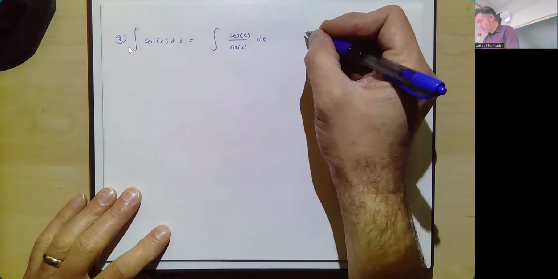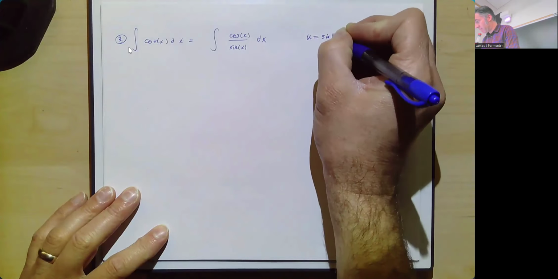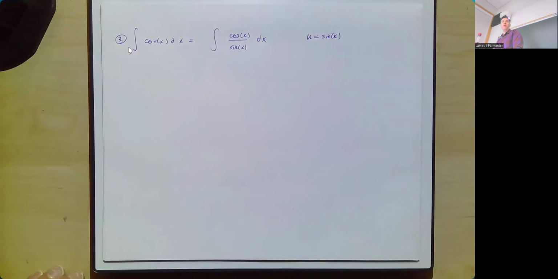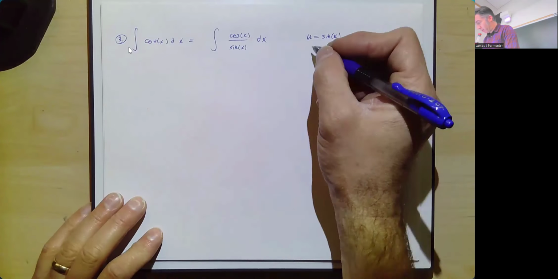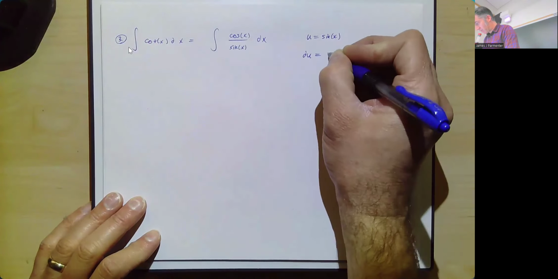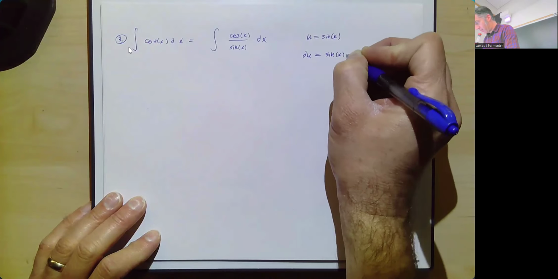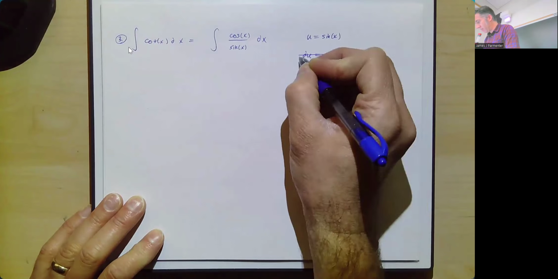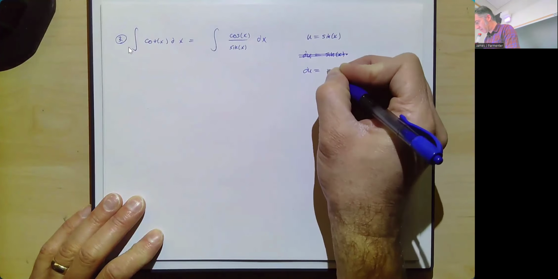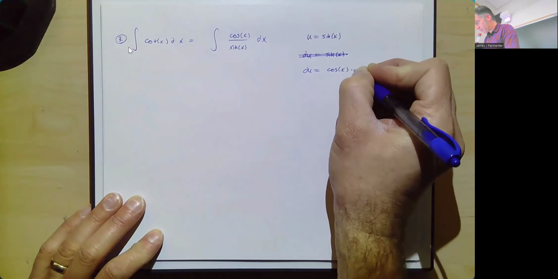We're going to pick u equal to sine of x because it meets all the reasons we want to pick our u. It's stuck in the denominator. And importantly, its derivative is also there. Oops, I wrote it wrong. I wrote du equals sine of x. That's not right. du is cosine of x times dx.